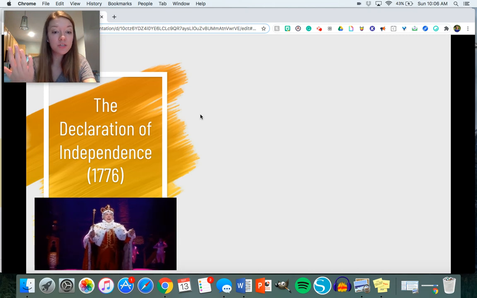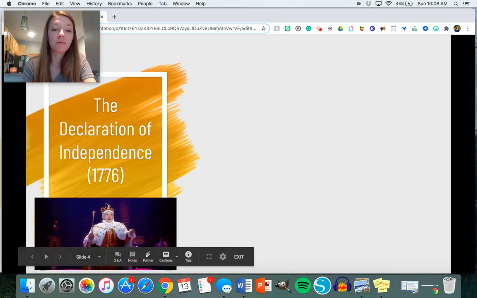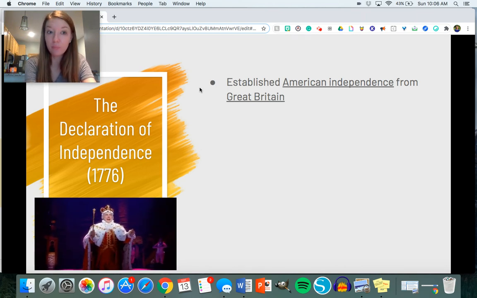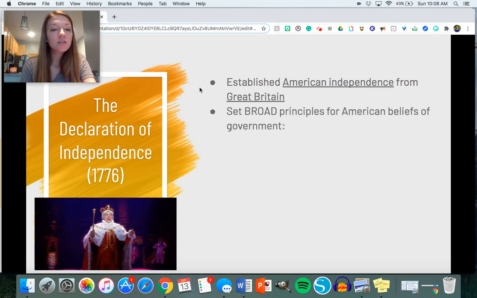Okay. Now, let's start with the Declaration of Independence. If any of you have seen Hamilton, this is probably my favorite part of the entire play. But let's start with the Declaration. And this was written in 1776. And what this did is it established American independence from Great Britain, right? It's declaring independence or freedom from Great Britain. And it's also going to set those broad principles, our beliefs for American government and what it will eventually become.